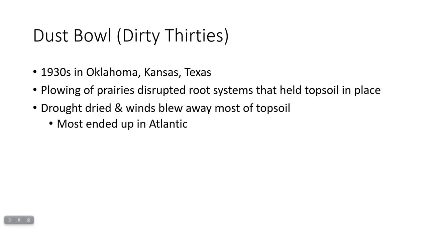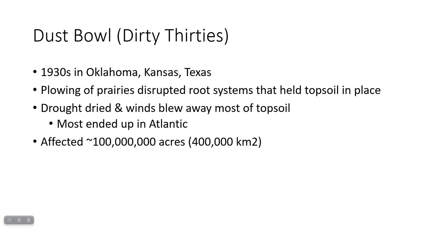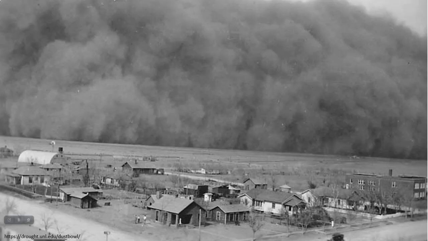You could try, if you really wanted, to take a ship out there and dig up some of the soil that blew away during the Dust Bowl, but at this point, it's got so much salt in it, it wouldn't be fertile soil anymore. This affected about 100 million acres, or about 400,000 square kilometers. So it affected a massive area of the United States. It decreased food production. People were no longer able to support themselves, and this caused large waves of migration away from the center of the United States.